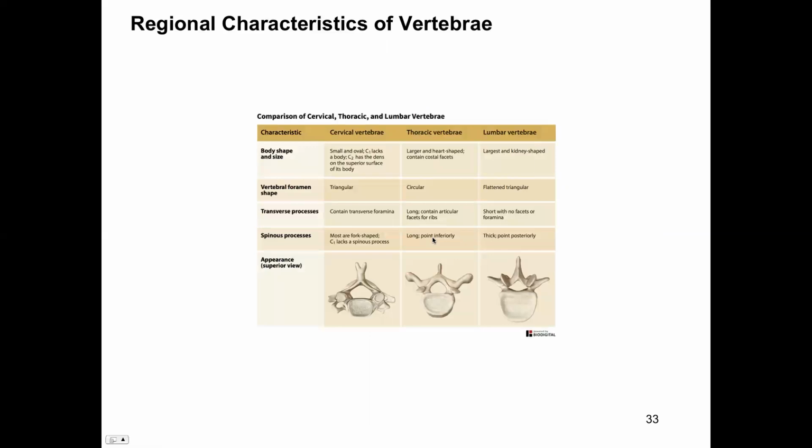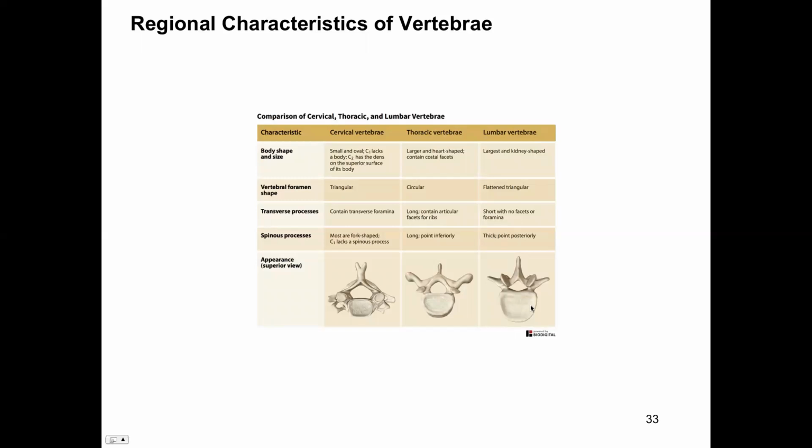Now, here are the basic things to look for. Something that you don't see from this view of the thoracic vertebrae is that the spinous process is really long and it points inferiorly. You don't see that here on this slide. But when you're in lab, make sure you have a look at that, because that will help you, without a doubt, know when you're dealing with a thoracic vertebra.